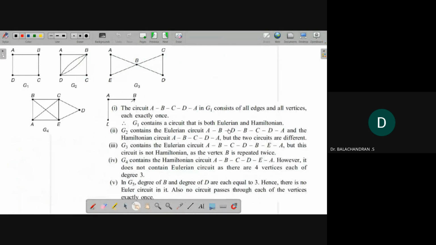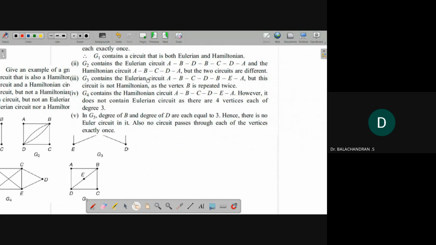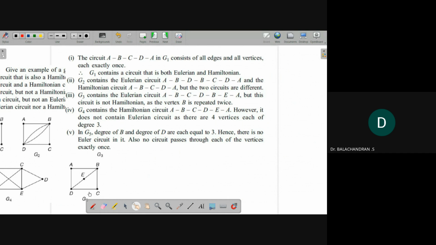Okay, why does this graph not contain a Hamiltonian circuit? The reason is, here it is mentioned. I need only this graph. So in G5, the degree of B and D are each equal to 3. Hence there is no Eulerian circuit because it contains odd degree vertices. Also, no circuit passes through each of the vertices exactly once. So that's why it does not contain a Hamiltonian circuit.